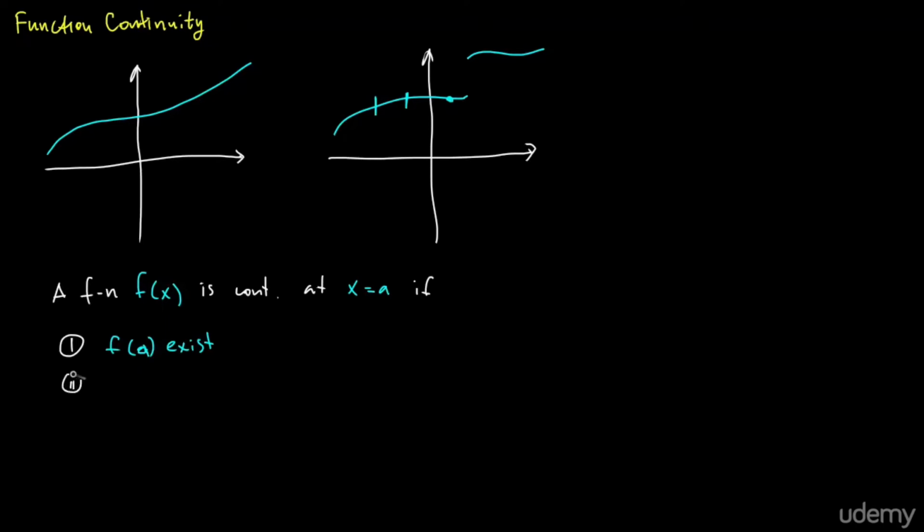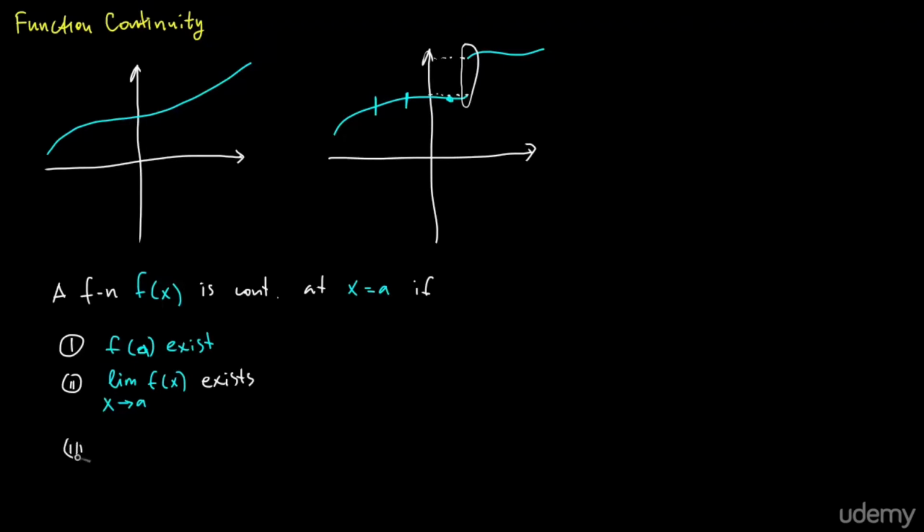The second requirement is that the limit when approaching a exists. So the limit as x is approaching a of the function exists. What this means is that when you approach from the left and you approach from the right, you should get the same value, which is not the case, for example, in this particular point, because here if you approach from the right you get this value of y, and if you approach from the left you get this value of y. Therefore the limit does not exist.